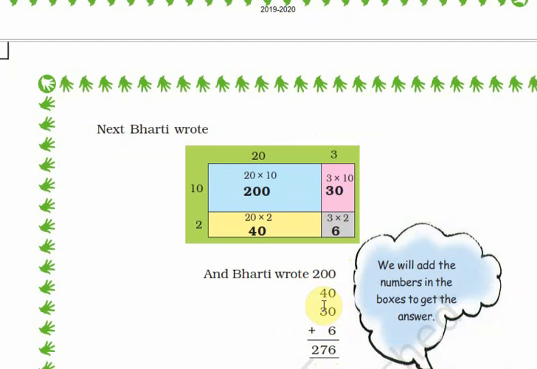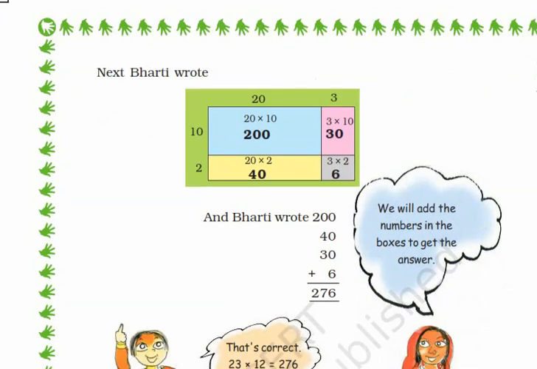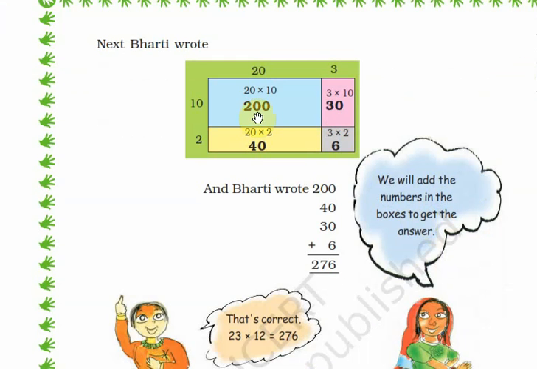Next column, in the tens place 4 plus 3 is 7, here 0, so here the answer is 7. Then here 2, nothing to add with 2, so the answer is 276. We will add the numbers in the boxes to get the answer. What Bharati is saying is that we have to add the numbers in the boxes. Here in the boxes we got the answers, now we have to add them together.